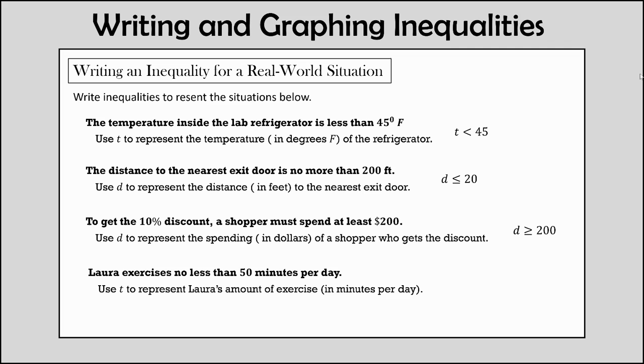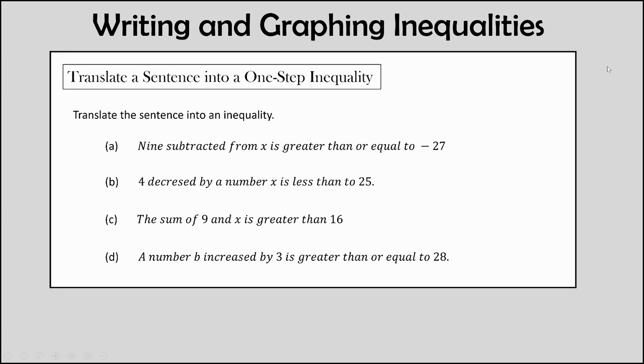Laura exercises no less than 50 minutes a day. So she doesn't exercise less than 50 minutes a day. So if she exercised 50 minutes, that'd be false because she never exercises less than 50. Okay. So we want to be greater than 50. T is the amount of time she exercises. That's got to be greater than 50. So this is just some different terminology rather than just giving you flat out greater than, less than, make you think a little bit as to how to write the inequality. Okay. All right. Next concept.